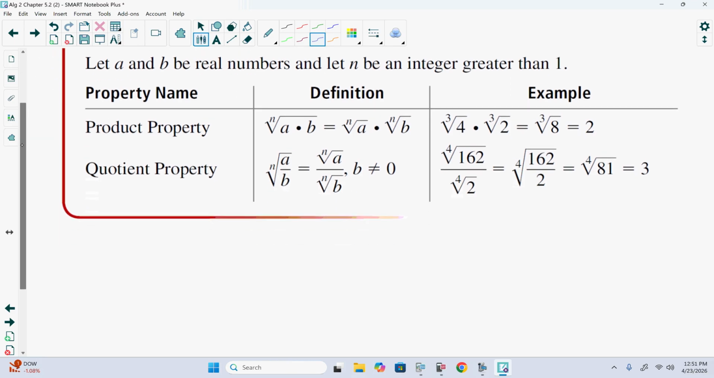Product property: if we have 2 things being multiplied inside of a radical, we can split it into 2 separate radicals with the same root. Conversely, if we have 2 radicals being multiplied together with the same index, same root, we can merge them back together into 1. If we have 2 radicals being divided, or have something being divided inside the radical, we can split it up into 2 radicals, top and bottom, or vice versa.